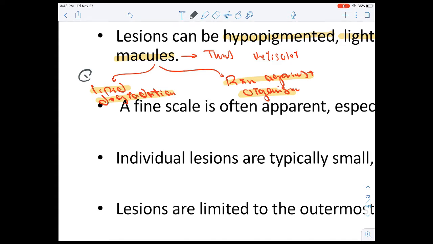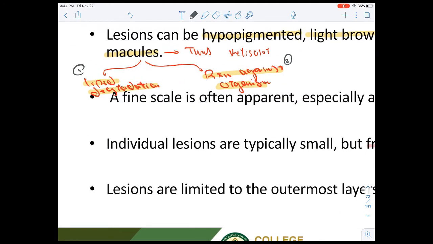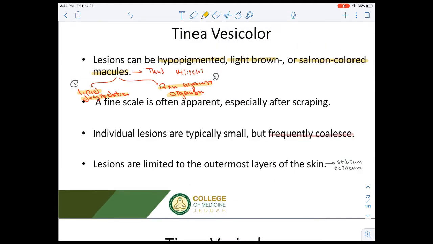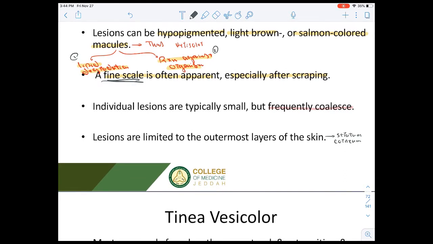On the other hand, when you have a reaction against the organism by the immune system in your body, you're going to have accumulation of more cells, and thus you're going to see these hyperpigmented lesions. So those are the two reasons behind the hypo and hyperpigmented lesions that are specific for tinea versicolor. A fine scale is often apparent, especially after scraping. So if you scrape the hypo or hyperpigmented lesion, you would see a fine scale underneath that lesion specifically. These lesions are typically small, but frequently coalesce.